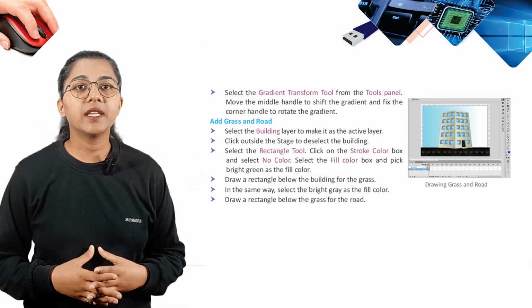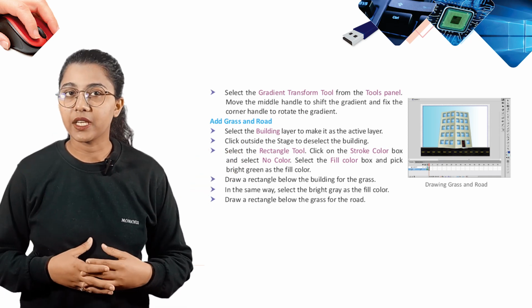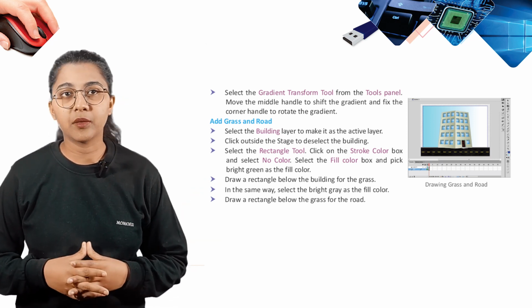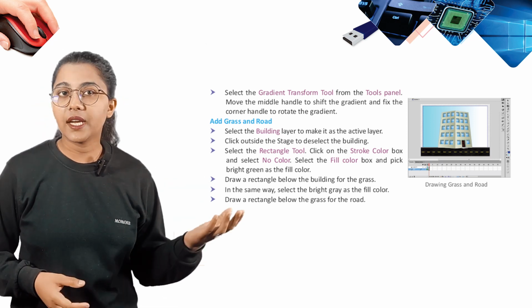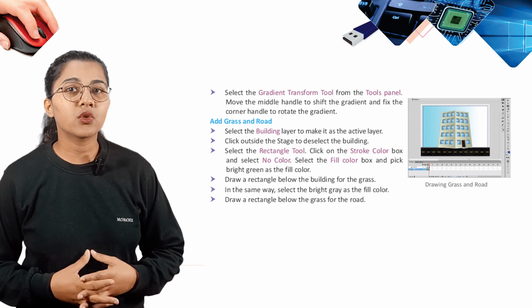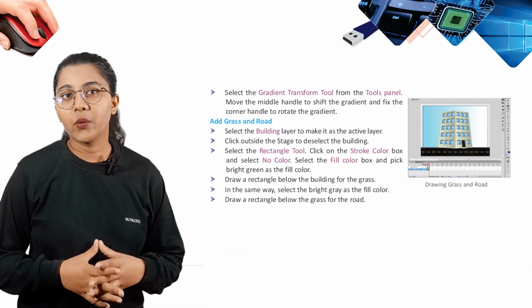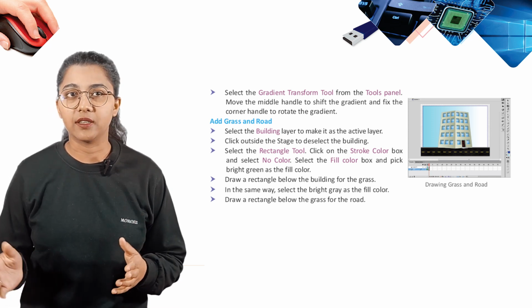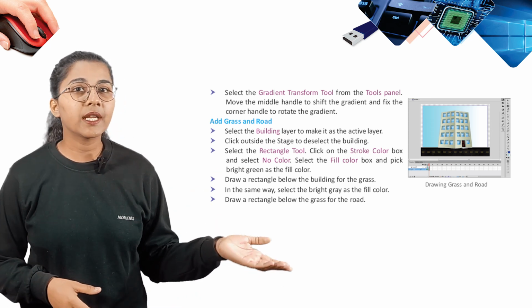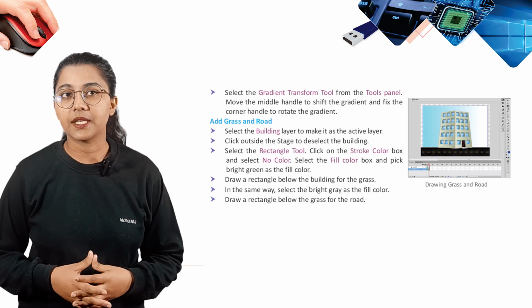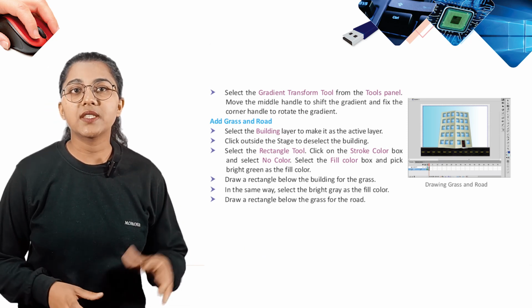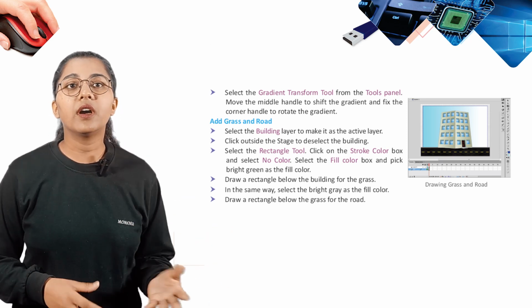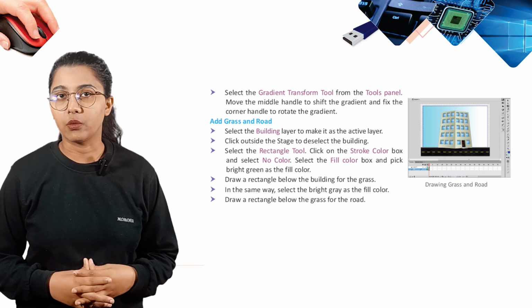First, select the building layer to make it the active layer. Then next, click outside the stage to deselect the building and then select the rectangle tool. Click on the stroke color box and select no color. Select the fill color box and pick bright green as the fill color. Now next, draw a rectangle below the building for the grass. Then in the same way, select bright gray as the fill color. Then next, draw a rectangle below the grass for the road.